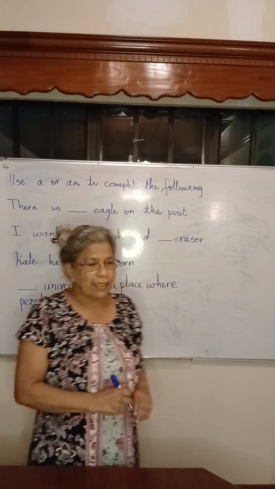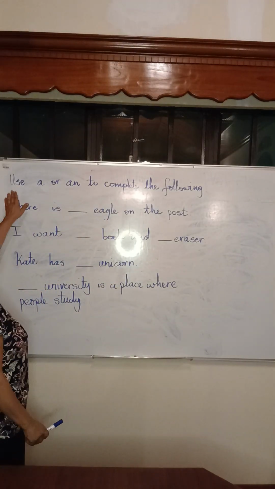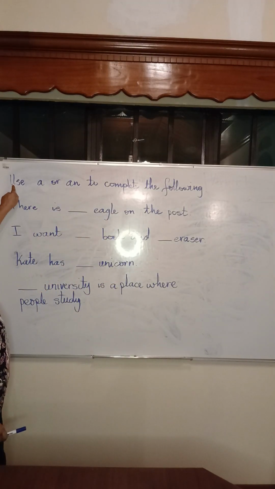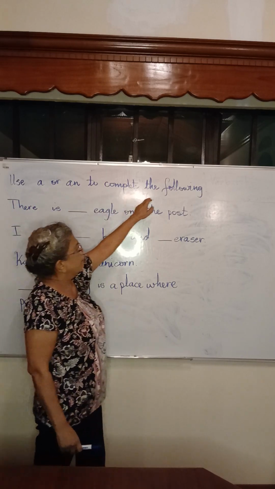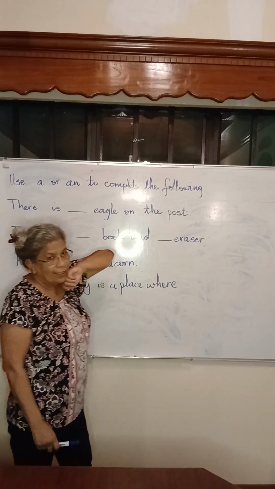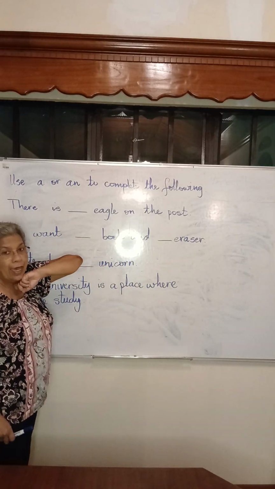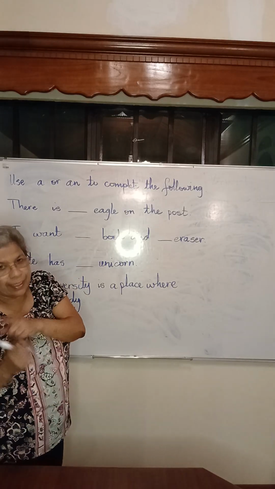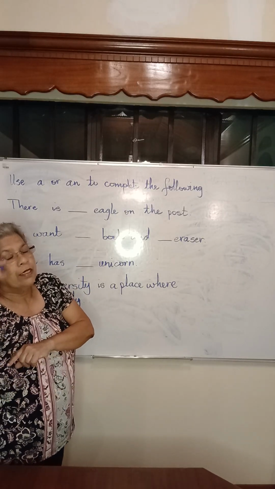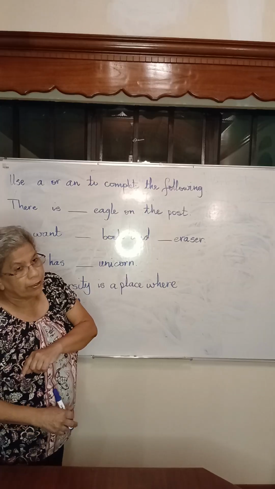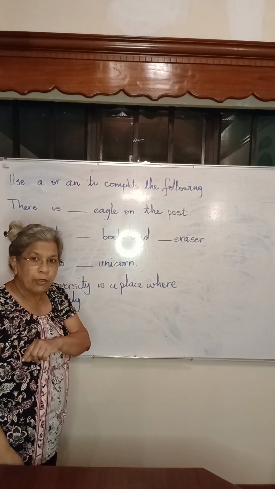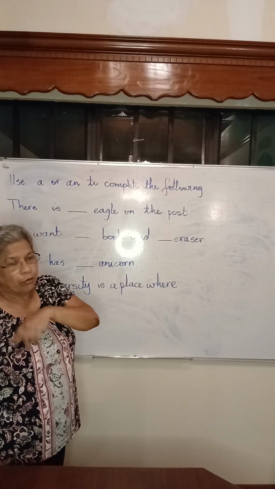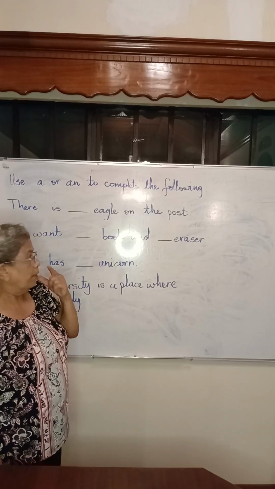So let's look at these sentences. Before we begin, let's read the instructions. Use a or an to complete the following. And it's not and, it's an, okay? Don't let that confuse you and put a D inside it. Otherwise, if you're in my class, I'm marking it wrong, you're losing your marks. No. Don't put any D there at all.